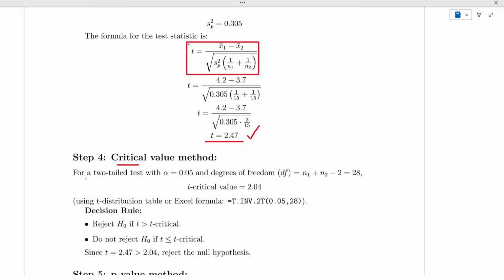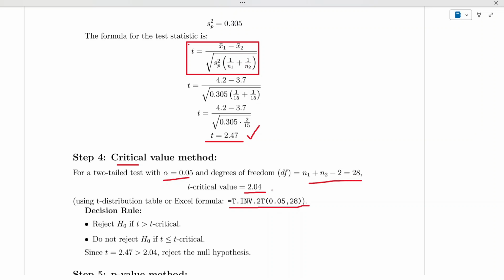Next, in step 4, we calculate the critical value and compare the test statistic to a critical value. For this test, we're using a 5% significance level. With 28 degrees of freedom, the critical value for a two-tailed test is approximately 2.04. This critical value can be calculated using a t-table or the Excel formula. The Excel formula for the critical value is t.inv.2t, 0.05, 28. Hence, the critical value is 2.04.